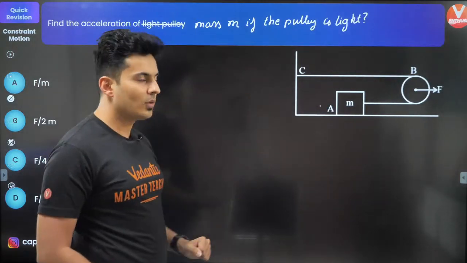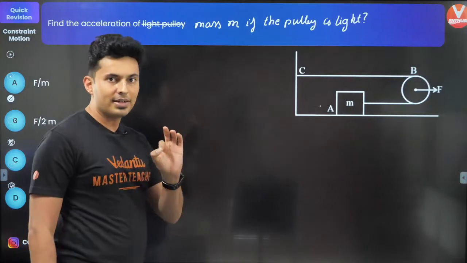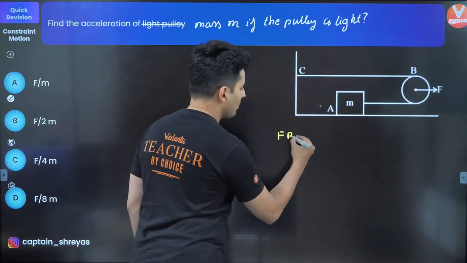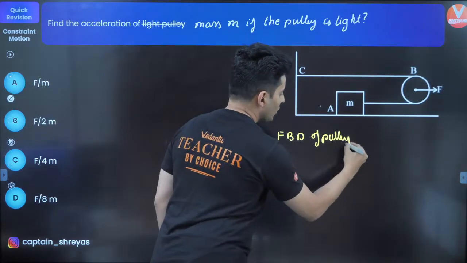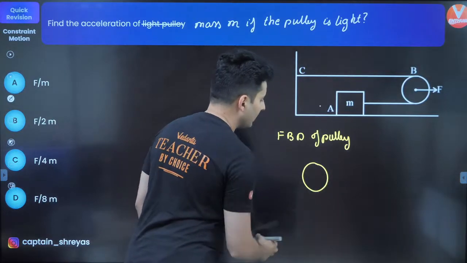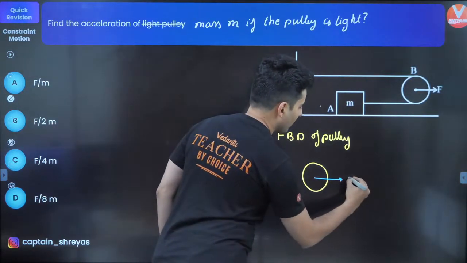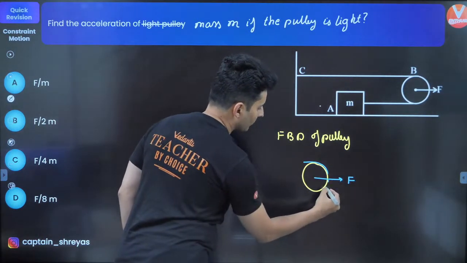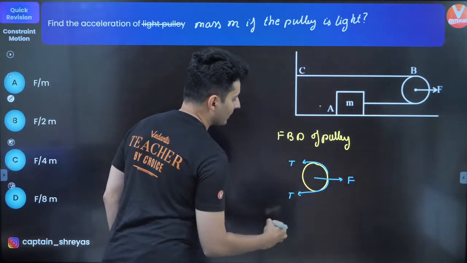Okay, I'll tell you how to solve this question if you guys got confused. First of all, draw the free body diagram of the pulley. If you draw the free body diagram of the pulley alone, you will notice for that pulley, you have a force F right at the center. The string is wrapped over it, and the string will obviously encounter certain amount of tension.